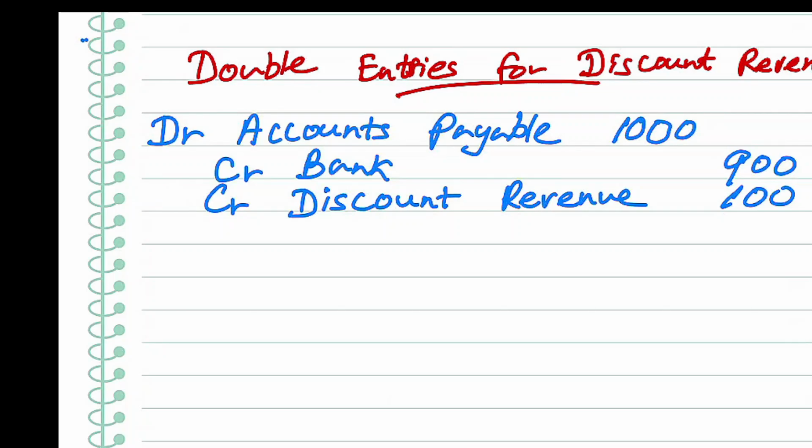Okay guys, what is the double entry for discount revenue? Usually the double entry for discount revenue is what? You debit the accounts payable and credit the discount revenue. But usually discount revenue is earned when the cash is received.